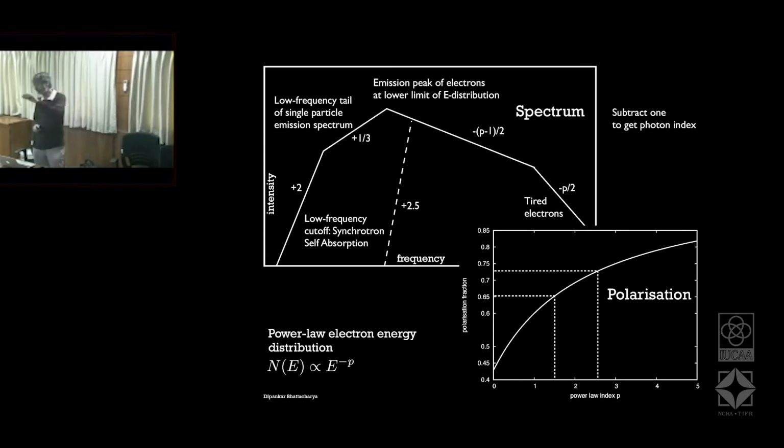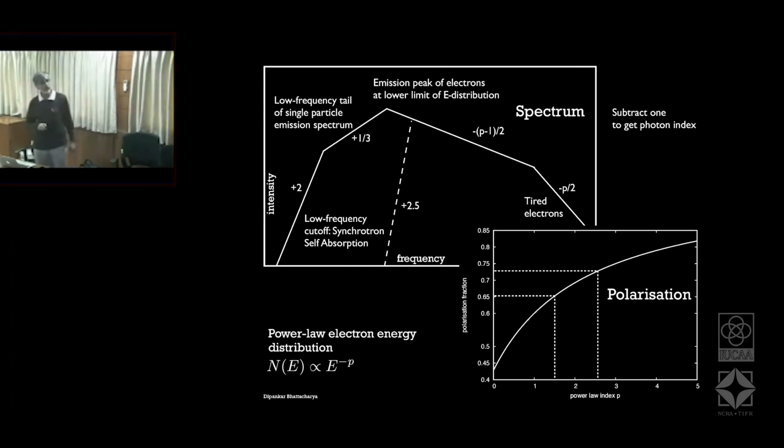So 2 nu squared kT by c squared. The kT I am going to replace by a characteristic energy, let's say E particle. So that E particle is the same for all the frequencies below. So you get the nu squared factor.